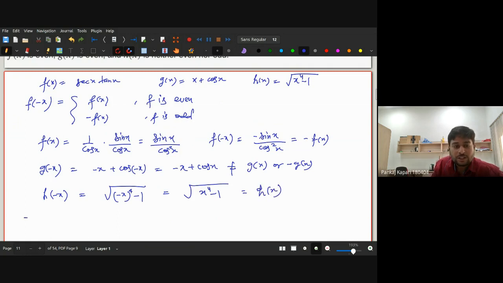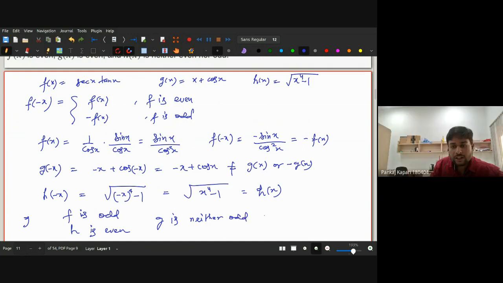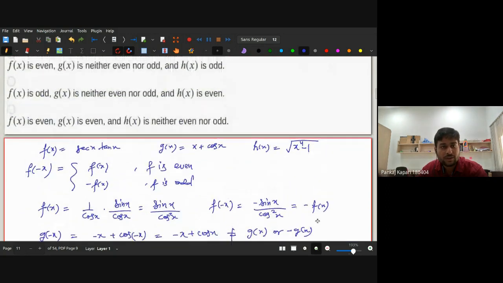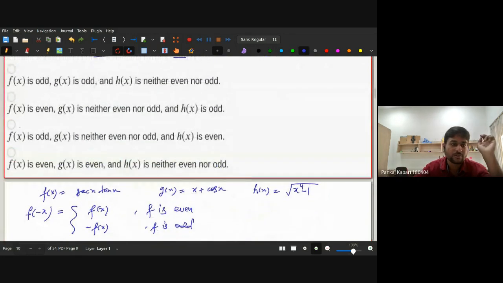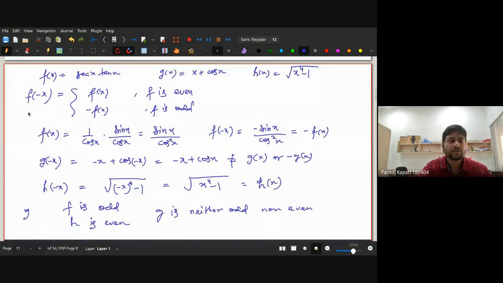So this implies that f is odd, h is even, and g is neither odd nor even. Okay, so which option should be correct? f is odd, g is neither even nor odd, and h(x) is even. That means the third option must be correct. Okay, so any questions?